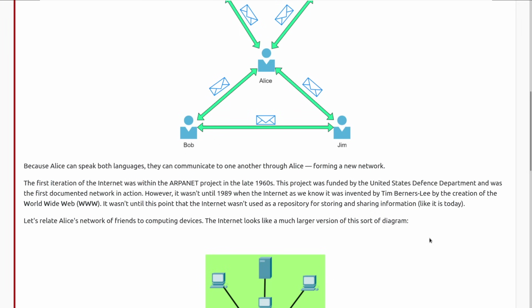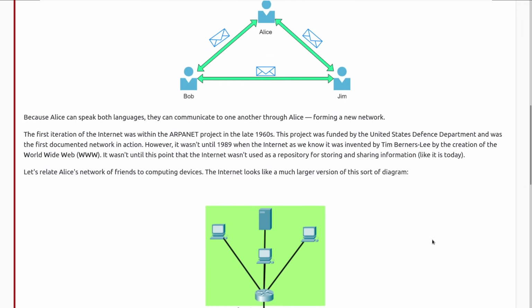The first iteration of the internet was within the ARPANET project in the late 1960s. This project was funded by the United States Department of Defense, and was the first documented network in action. However, it wasn't until 1989 when the internet as we know it was invented by Tim Berners-Lee with the creation of the World Wide Web, otherwise shortened to WWW. It wasn't until this point that the internet was used as a repository for storing and sharing information, like it is today.